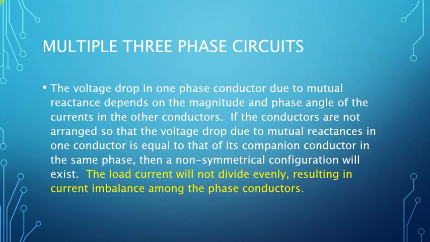The total voltage drop in a single conductor is the sum of the voltage drop due to its self-impedance and the voltage drops due to the mutual reactance with every other current-carrying conductor. If the conductors are not arranged so that the mutual reactances are equal, the conductors form a non-symmetrical configuration. In a non-symmetrical configuration, the load current will not divide equally between the parallel circuits, and this results in current unbalance among the phase conductors.